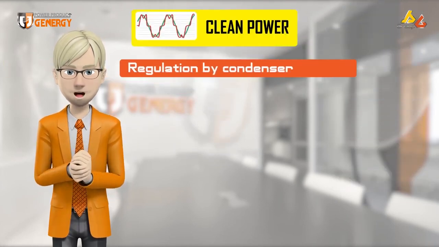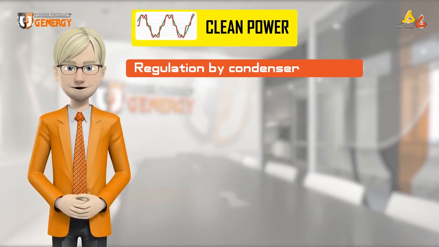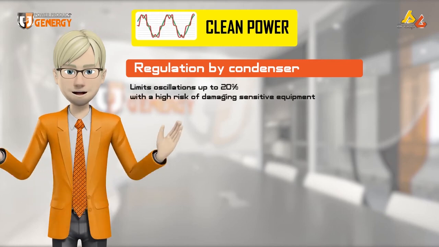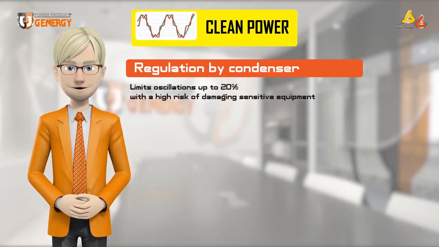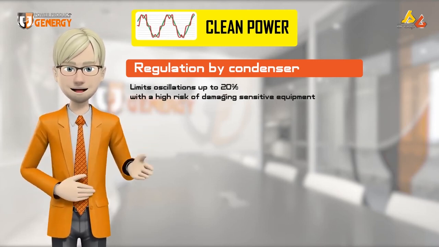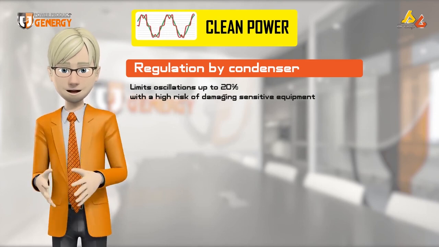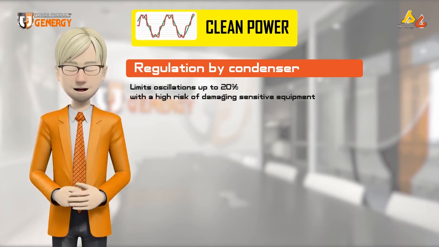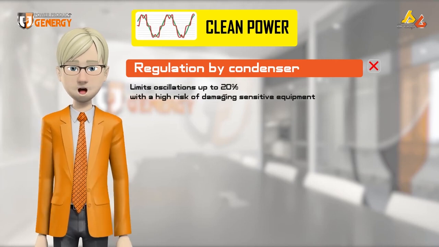Condenser. The regulation by a capacitor is of low precision and can reach voltage variations of up to 20% or even higher, with a high risk of damaging equipment. However, it also withstands voltage surges, which allows for extra power for starting inductive equipment. At Genergy, we do not recommend or use this system in any of our generators, although there are manufacturers that continue to use them.